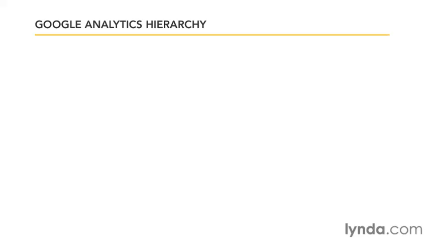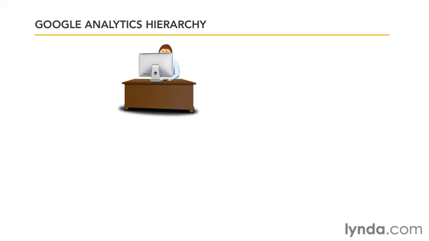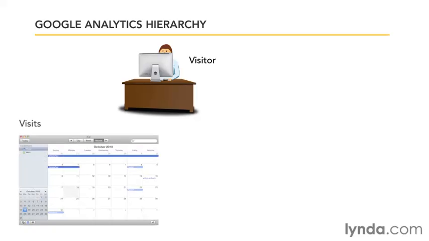At the highest level, we have an actual human being who sits down to use a computer. This is known as a visitor, and through cookies and other technologies, Google Analytics tries to keep track of how many unique visitors see the site in any given time period. But each person, or visitor, might come to the site more than once, which would result in multiple visits by that one visitor. For example, if this person came to the site 3 times throughout the month, as shown here, the reports would show 1 unique visitor but 3 unique visits.